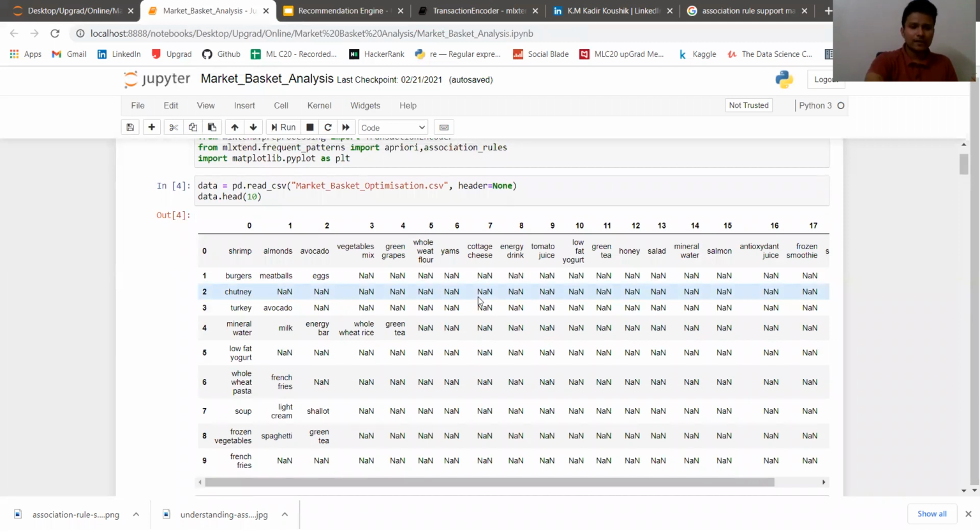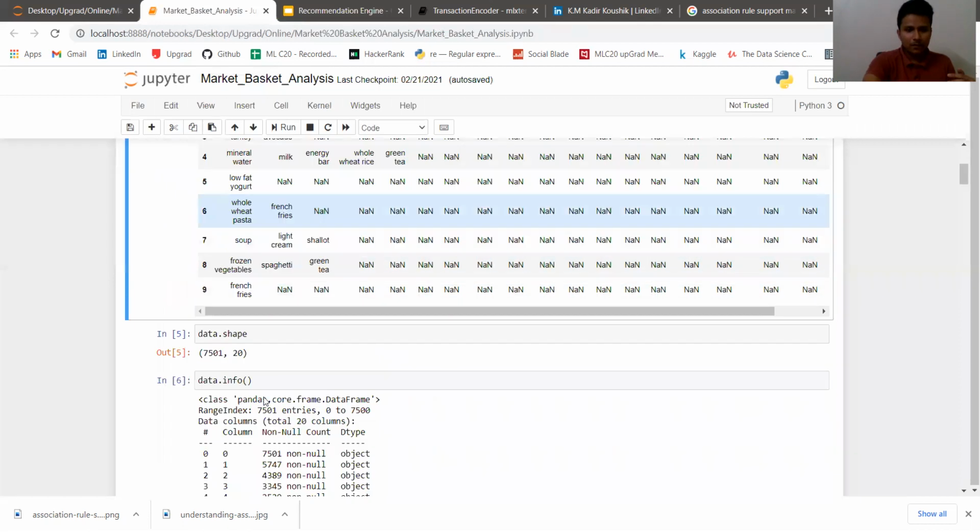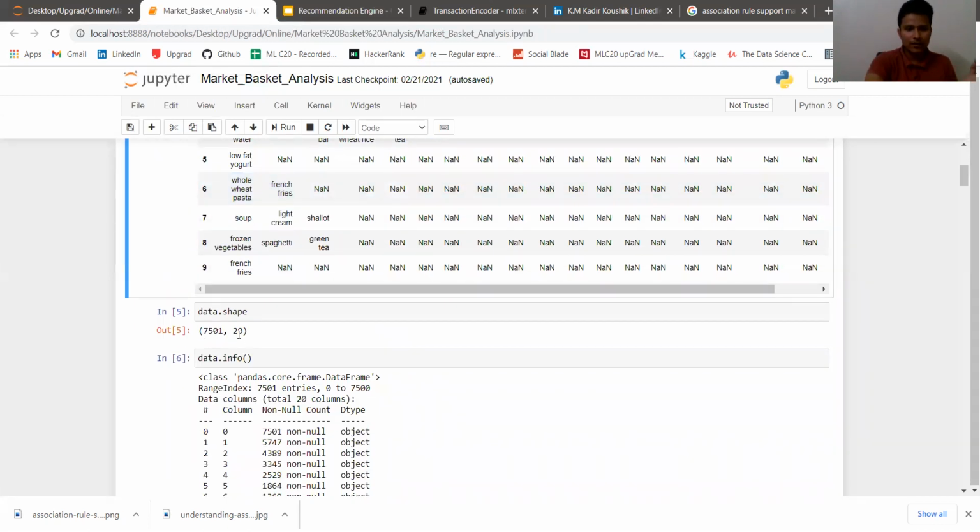Let's see it first. We have to consider each transaction as a unique basket. For example, in the first basket, a person has bought shrimp, almonds, avocado, vegetable mix, and so on. In the second, burgers, meatballs, eggs, and there are about 7,501 transactions. The maximum number of items bought in a basket is 20. It's not 20 unique items, but the maximum number of items purchased.